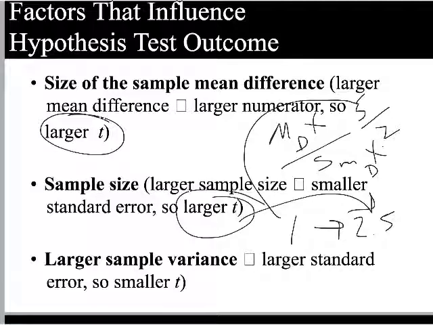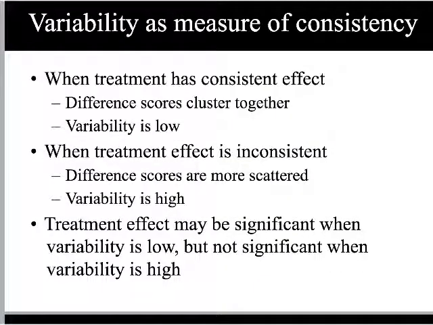Larger sample variance is not good, right? So big variance bad, as Frankenstein's monster would say. Larger standard error, smaller t. So variability is a measure of consistency, right? When treatment has a consistent effect, we're going to see scores cluster together. If we have a drug that's really effective and it affects everybody equally, then we're going to see the different scores are fairly close to each other, that they're clustering, right? There's low variability. This is evidence of a treatment that's exerting a really consistent effect.